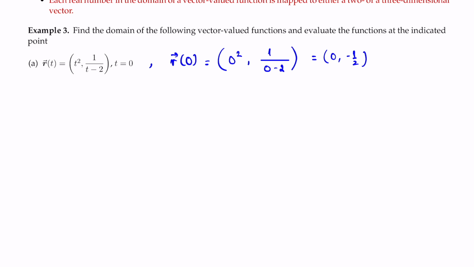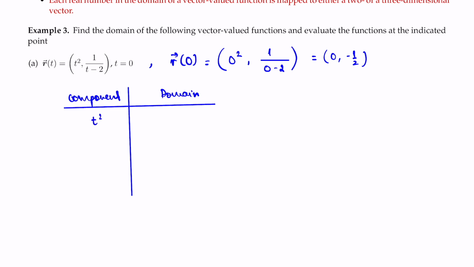How would you define the domain of the vector value function? I'm going to set up a table where you have a component on one side of the table and the corresponding domain on the right hand side of the table. This is a 2D vector value function, so it consists of two components. t squared is a polynomial function of degree 2, or a power function for that matter. And the domain of that is, of course, from negative infinity to positive infinity.